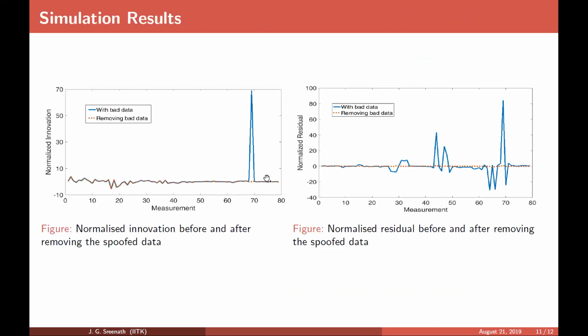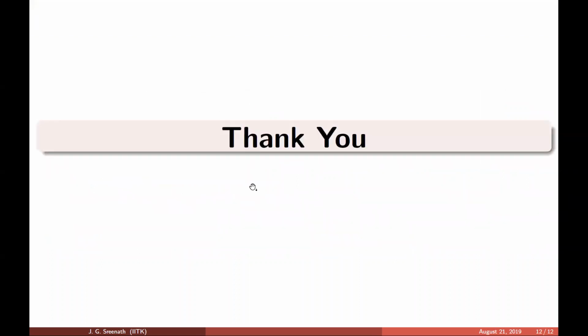Now we also consider the simulation results. As I said, we use a combination of residual analysis and innovation analysis. As you can see here, this is the actual spoofed data. In this particular case, we are spoofing measurement number 70, which is a PMU measurement. You can see a huge spike over there. The system operator is able to identify that as bad data, and it can be removed. Then further processing can be carried out. Once you remove the bad data, your system goes back to the normal values, the red dots.